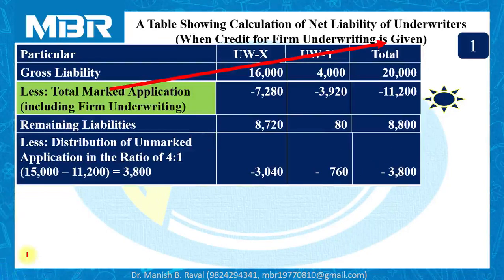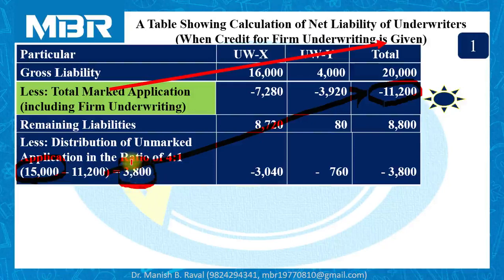Earlier we considered the total number of marked applications that was given in our question. Total applications received by the company are 15,000 and total marked applications over here are 11,200, because as per the condition we are providing credit to the firm underwriters. So unmarked applications are only 3,800.